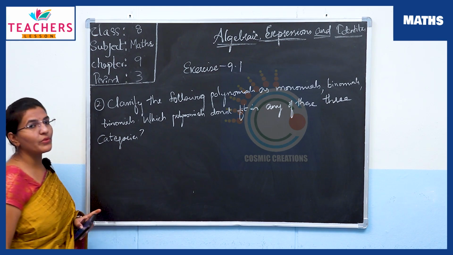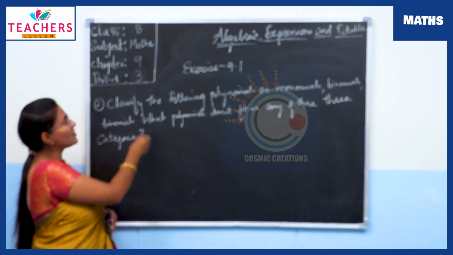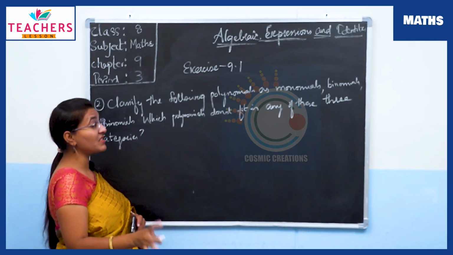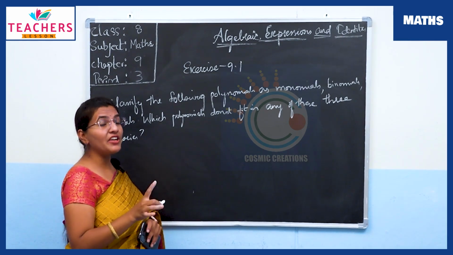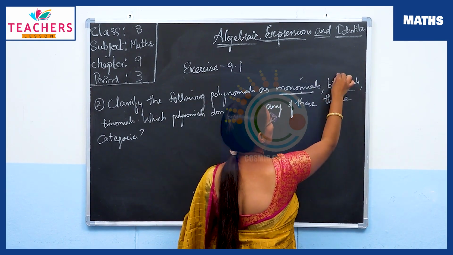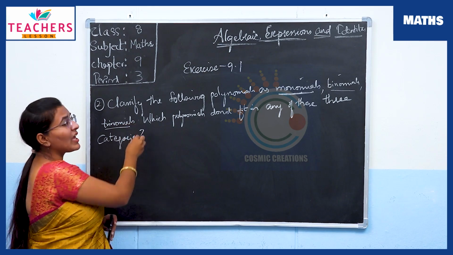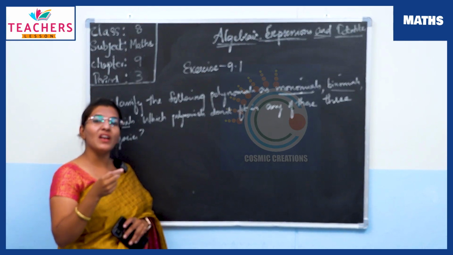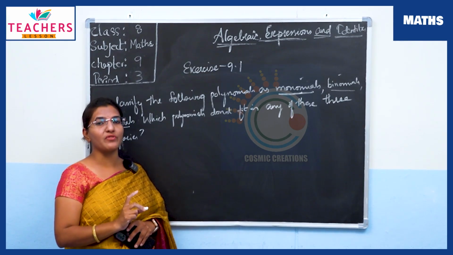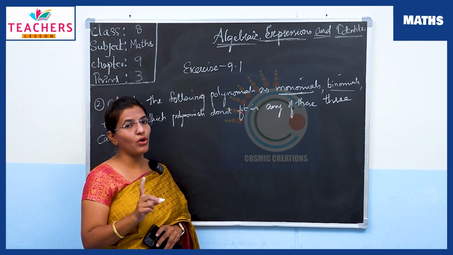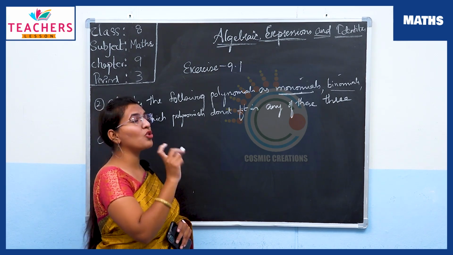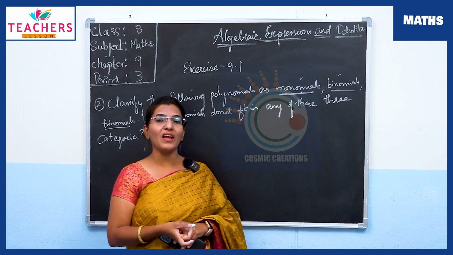Okay. So read the question carefully. What they are asking: classify the following polynomials. They are going to give some polynomials to us, and we are going to identify whether the given polynomial is a monomial, binomial or trinomial. Whichever does not fit into these categories, we have to say. So first of all, before solving the problem, students, let's recap what is monomial, binomial, trinomial and polynomial.